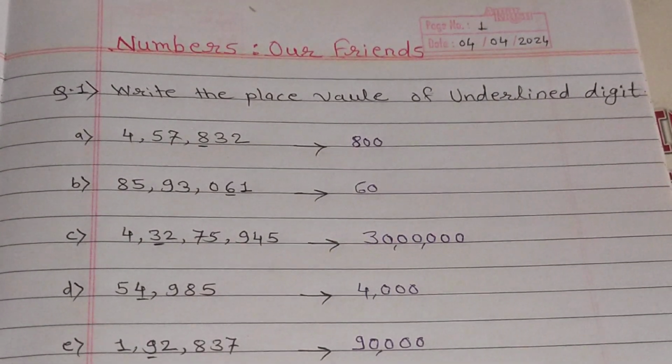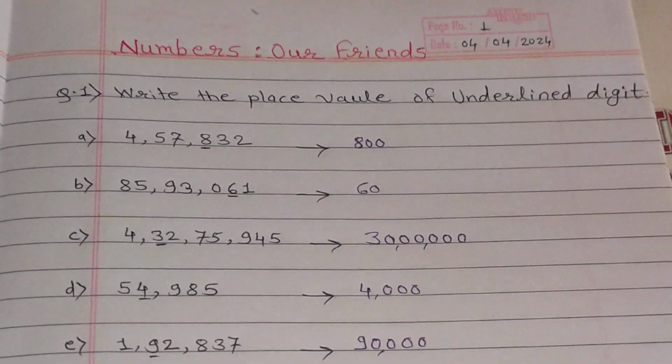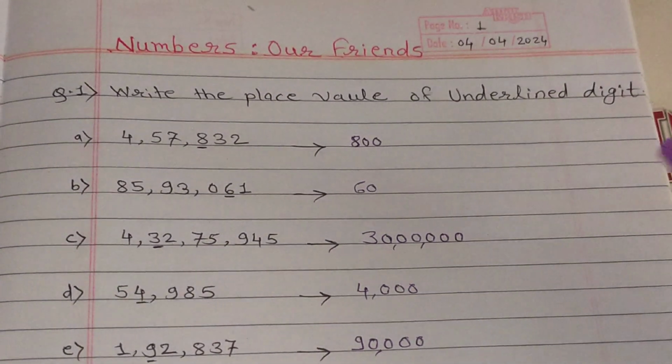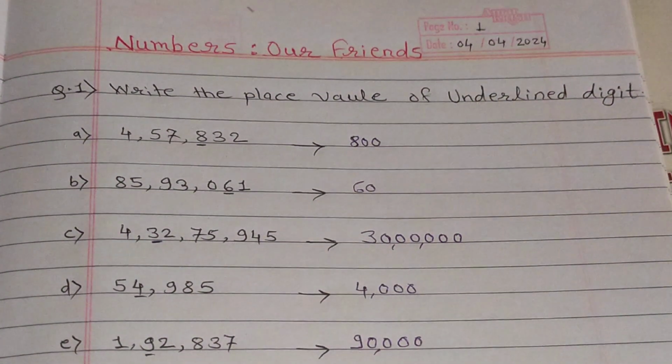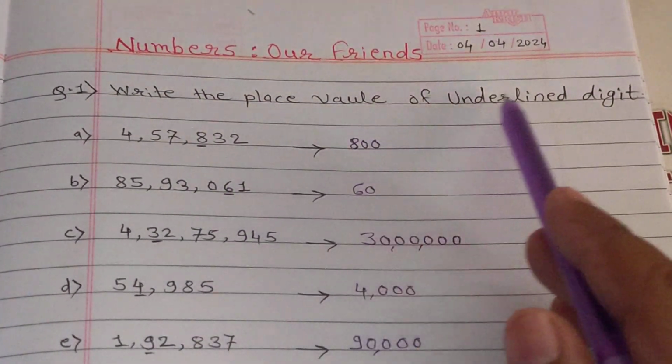The unit number 1, numbers our friends. This is the Oxford syllabus of class 6. Question number 1. Write the place value of underlined digit.